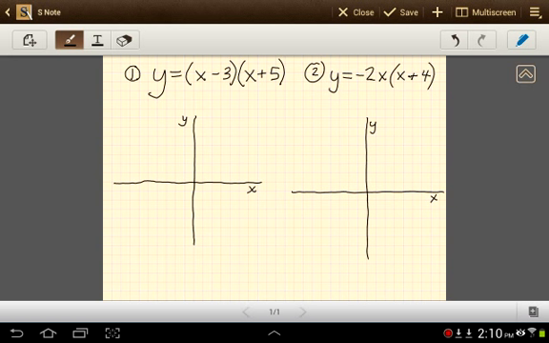And nice. Whoop, I missed that x-intercept. You get the idea. There you go. Hope that helps.